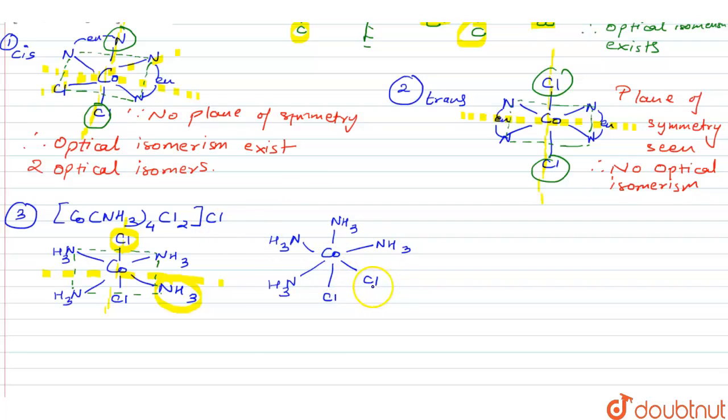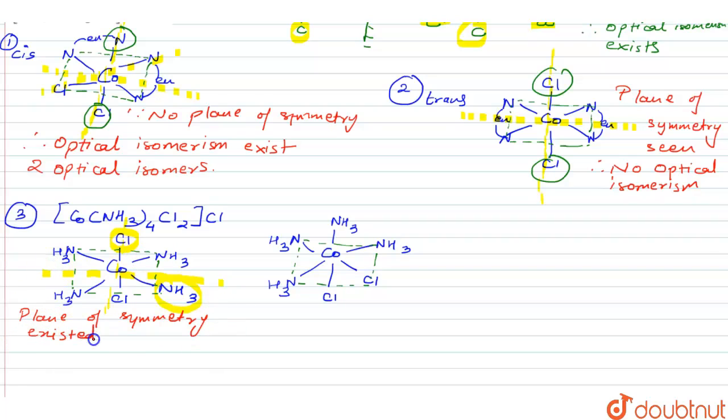So in short, what has happened is that you have 2 chloro groups residing on this side, and 2 NH3 over here. Let us join them. There we go, and now let us analyze it. There was a plane of symmetry existing in this compound, right? So in this form, definitely there was a plane of symmetry, and hence in that case, no optical isomerism.